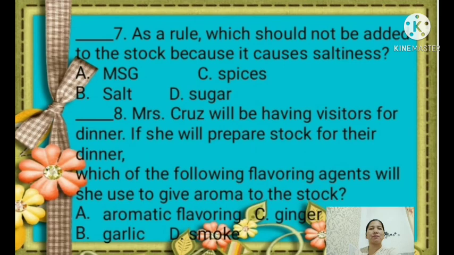Number 7. As a rule, which should not be added to the stock because it causes saltiness? A. MSG. B. Salt. C. Spices. D. Sugar. As a rule, which should not be added to the stock because it causes saltiness? A. MSG. B. Salt. C. Spice. D. Sugar.